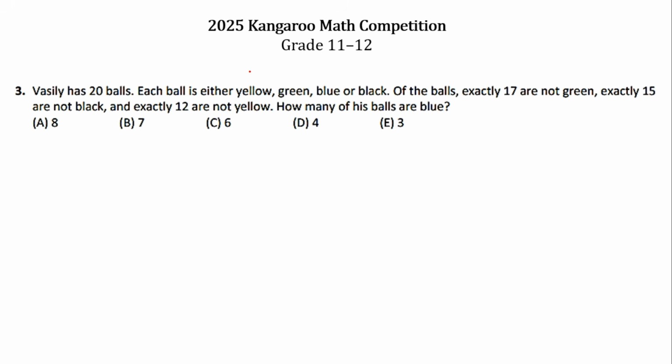we have A for the number of yellow balls, B for green balls, C for blue balls, and D for black balls. Since the total number of balls is 20, we have the equation A plus B plus C plus D equals 20. Now, it also says here that exactly 17 are not green. This means that the total number of yellow, blue, and black balls is 17. So we have the equation A plus C plus D equals 17.